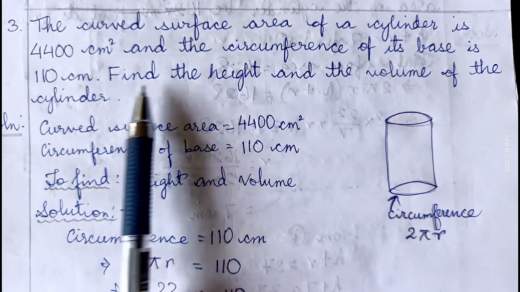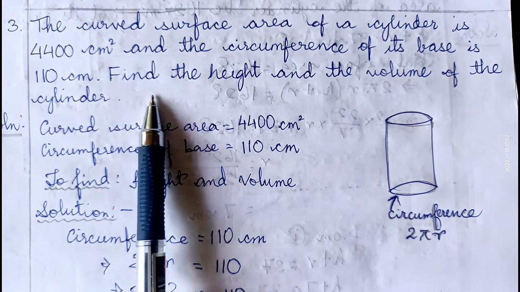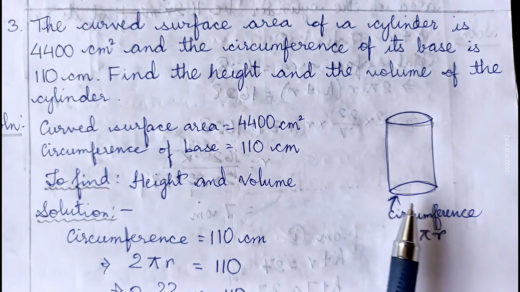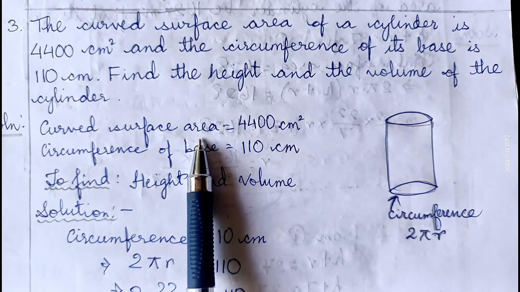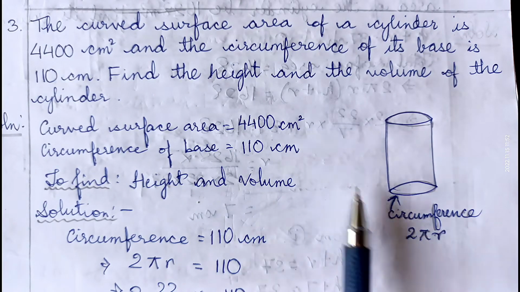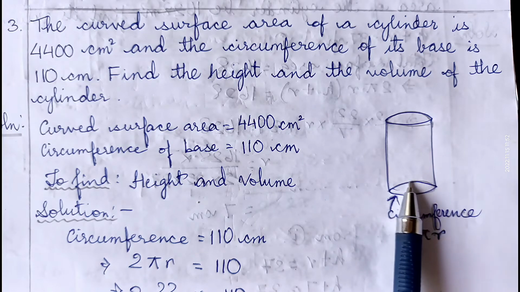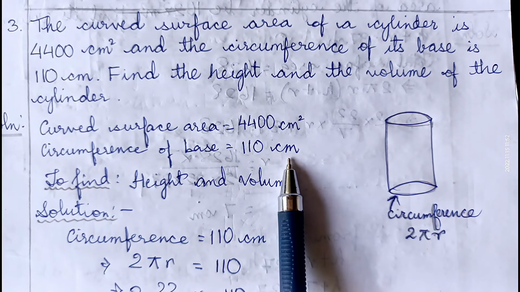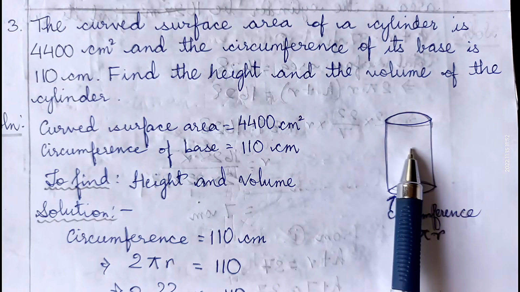Question number 3 is: the curved surface area of a cylinder is 4,400 centimeter square and the circumference of its base is 110 centimeter. Find the height and the volume of the cylinder. Now, in this question, it is given that curved surface area of the cylinder is 4,400 centimeter square and the circumference of the base is 110 centimeter. We want to find the height and the volume of the cylinder.